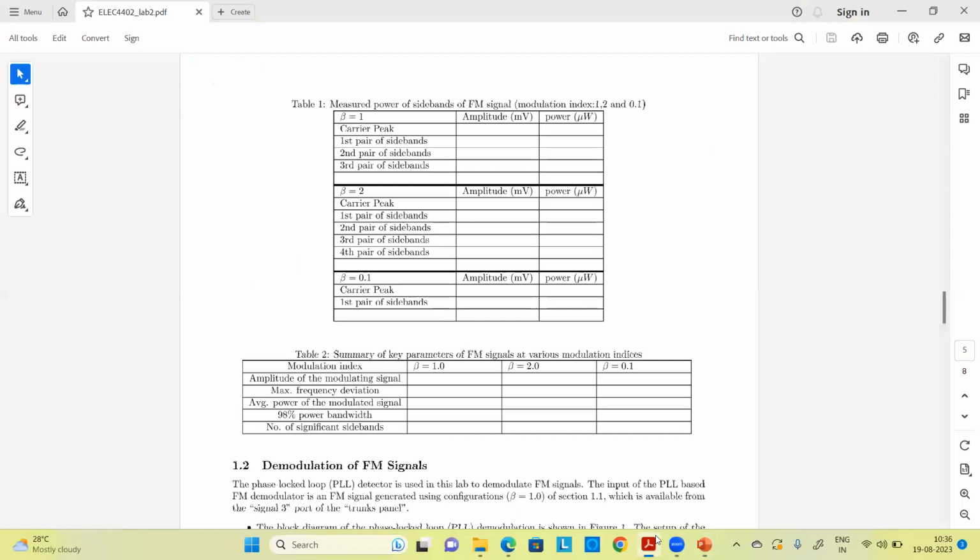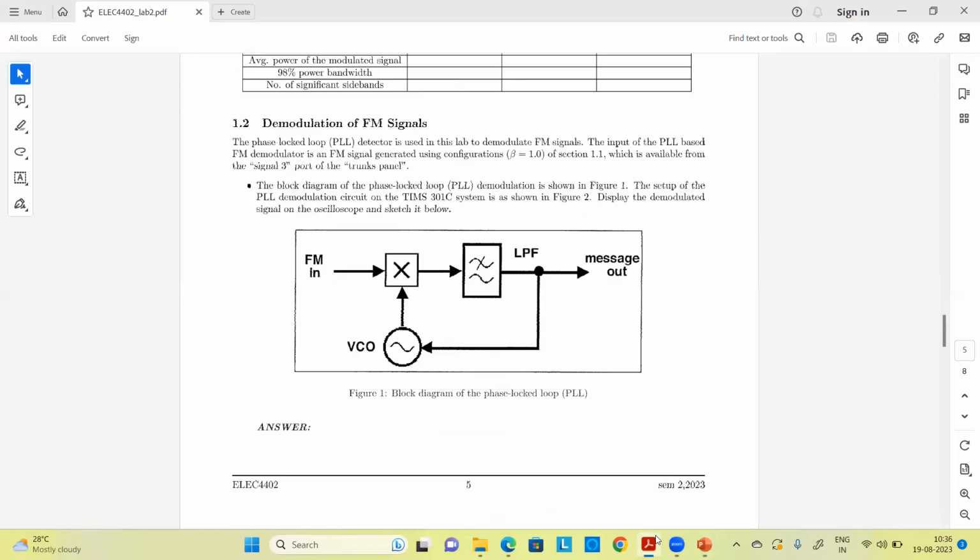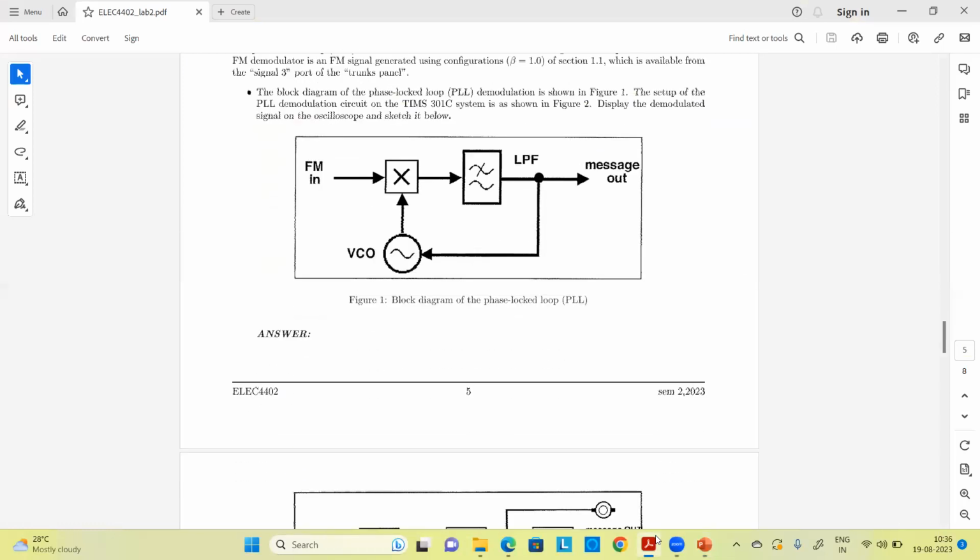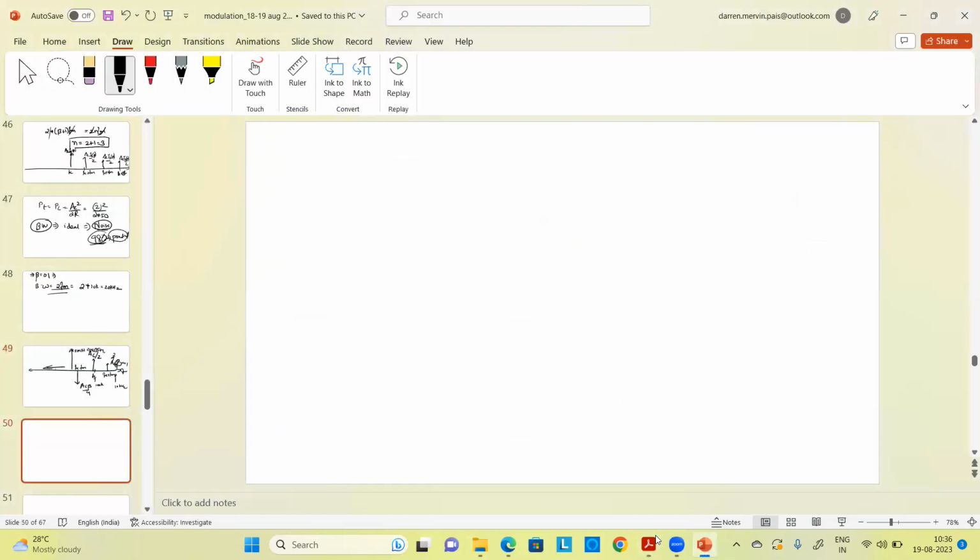Basically, now I will teach you the demodulation technique, which is PLL. I will be closing this particular PDF. The next topic I'll be teaching you in the next 15-20 minutes is PLL demodulation. For the demodulation technique given in the diagram over here, I'll explain it in a much better way.